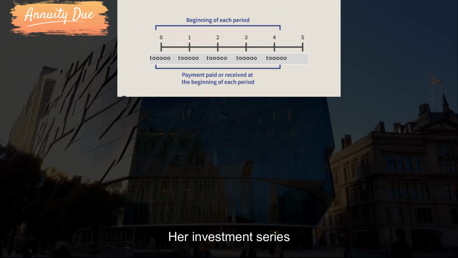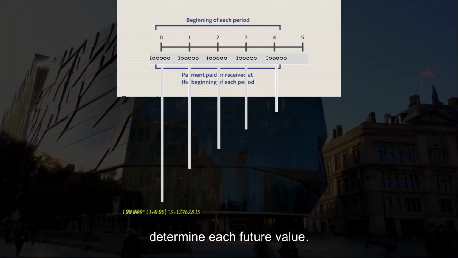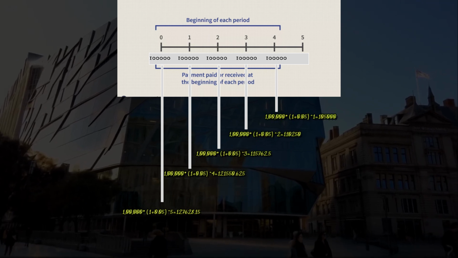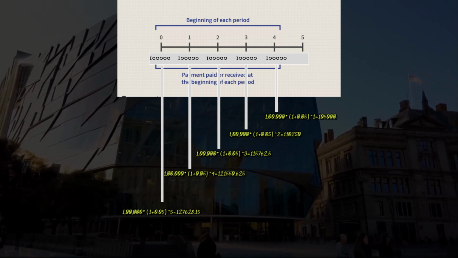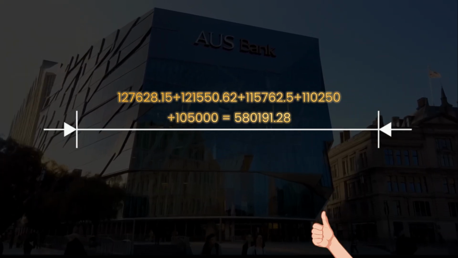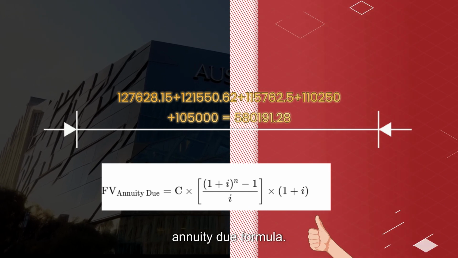Her investment series will now be compounded individually to determine each future value. And the total will be added to determine the annuity due. We will get the same result with the annuity due formula.